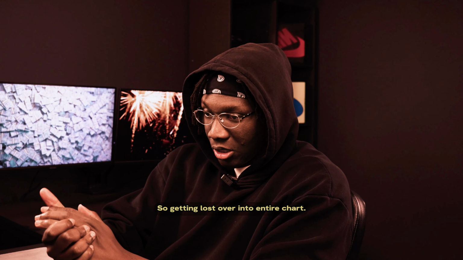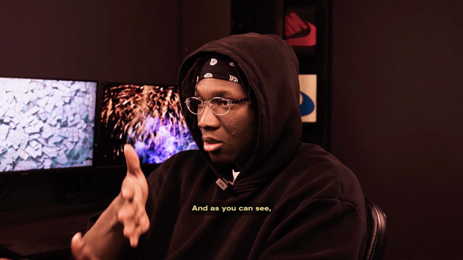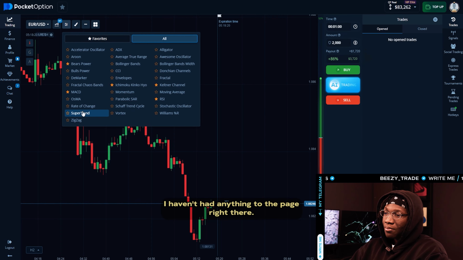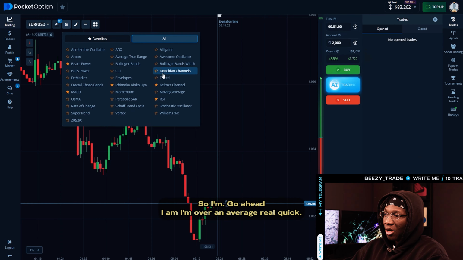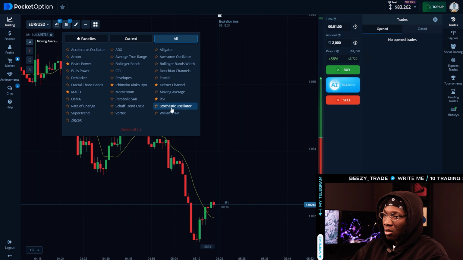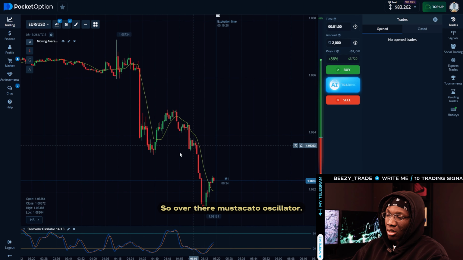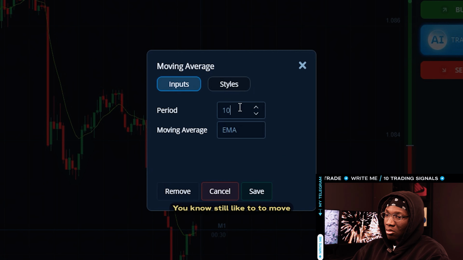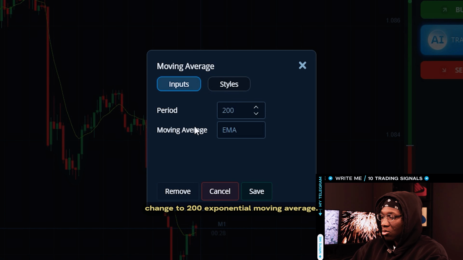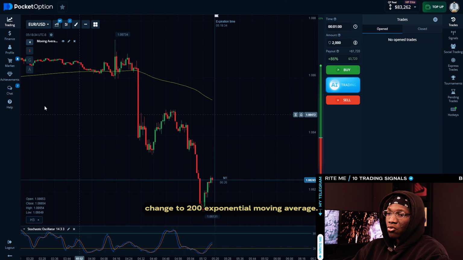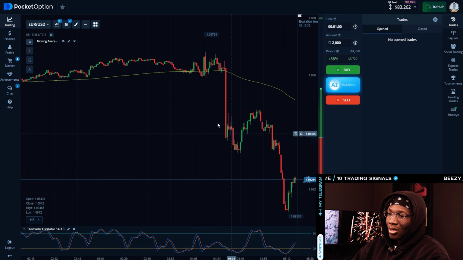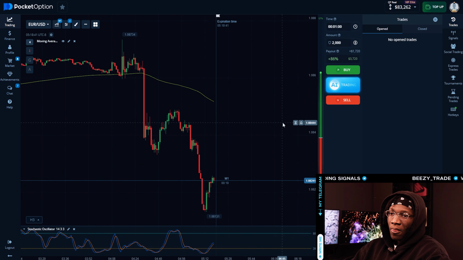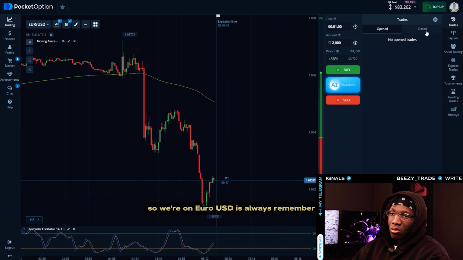So gang, let's dive right into the chart. And as you can see, I haven't added anything to the page right there. So I'm gonna go ahead and add my moving average real quick. Over there, my stochastic oscillator, that's how I like to move. Change that to 200 exponential moving average. That is what I'm on. And so we're on Euro USD as always.